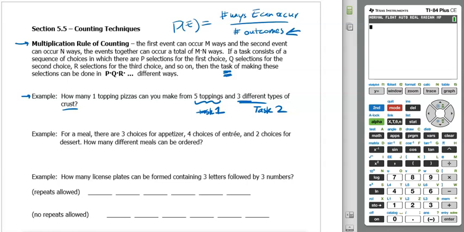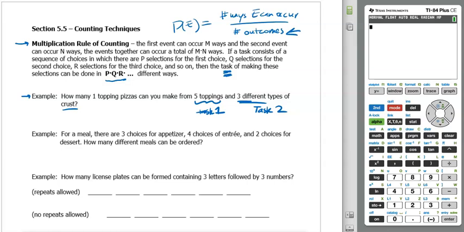And sometimes it doesn't always have to be in the same way. This example with the pizzas, it's probably more clear-cut what task 1 is and what task number 2 is. But we can have a situation that's made up of a bunch of different tasks, and we get the total number of possible outcomes just by multiplying how many ways there are to do each one of those tasks.